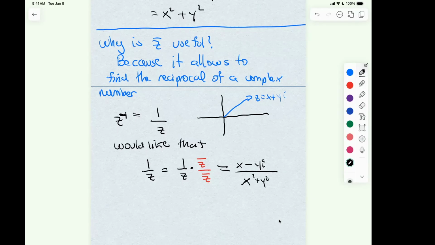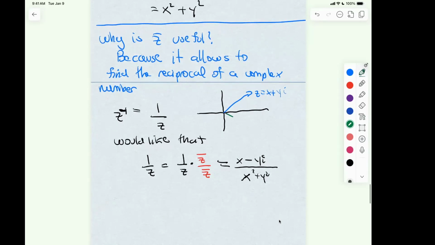Because this is a number, right? This could be 3 or 4 or 5 or whatever the number ends up being. So it shrinks the vector, or the number. The way this will look is in the same direction as the reflection, x minus yi, but a little bit smaller.